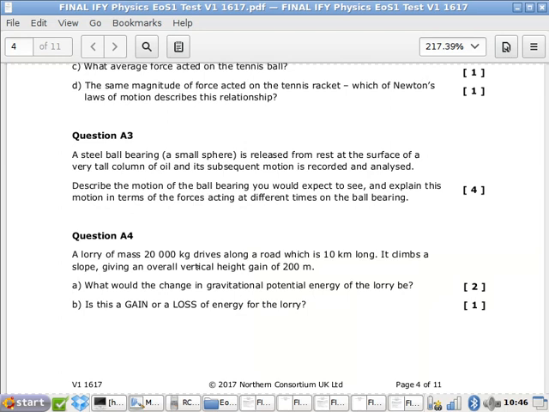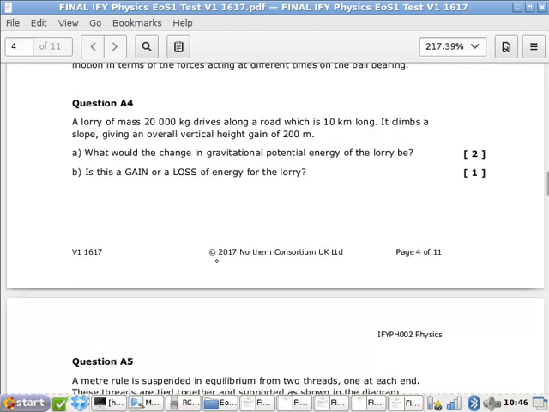Oh, it's not a collisions one. I'm sorry. It's just going along a hill, is it? Yeah. So what is it? A lorry drives along a road and it climbs a hill. Is there gain or loss of energy for the lorry? Neither. No. It's just conversion from kinetic to potential.